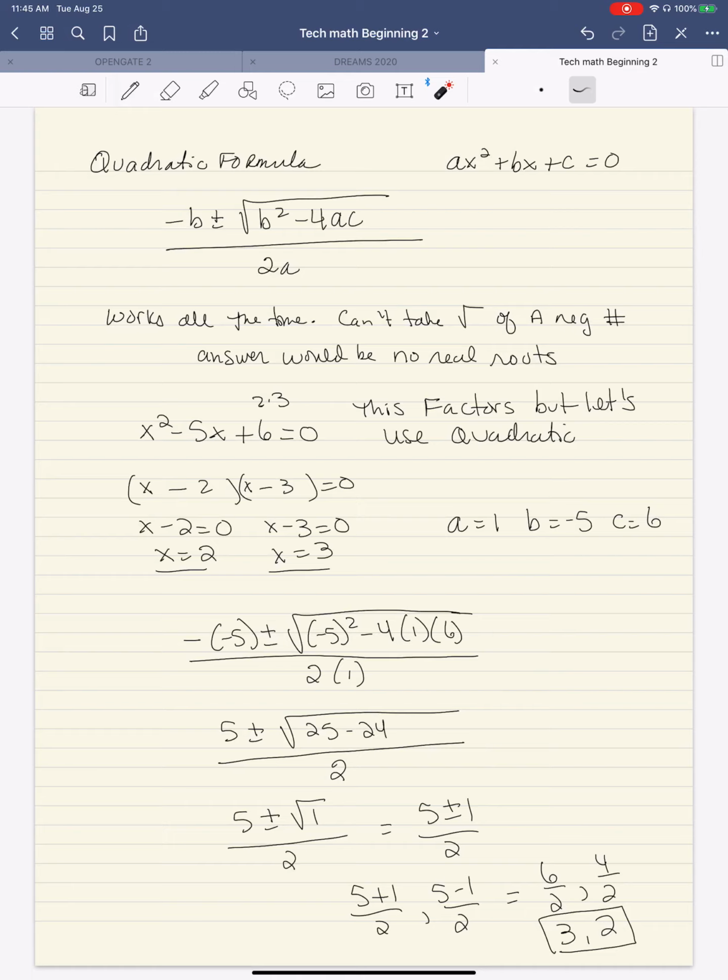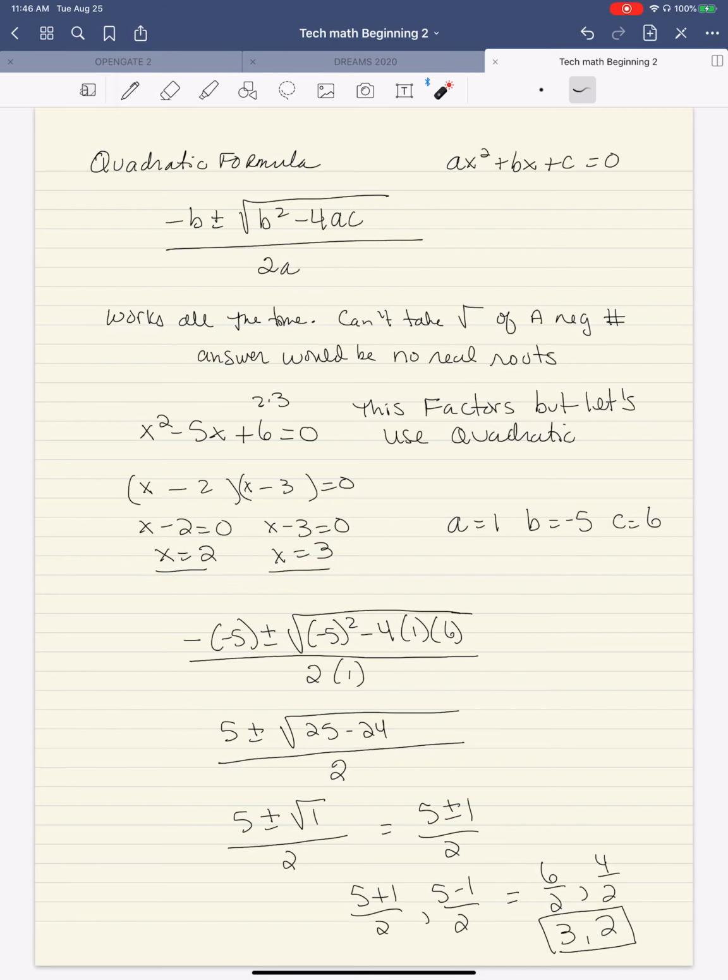Let's try this one first. x squared minus 5x plus 6. This does factor. The factors of 6 are 2 times 3. This is minus plus, so I need a minus minus in here. The factors of 6 are going to add to make the 5, so I'm going to use the 2 and the 3, not the 1 and the 6. So it's going to be x minus 2, x minus 3. Solving for 0, I get x is a 2, x is a 3.